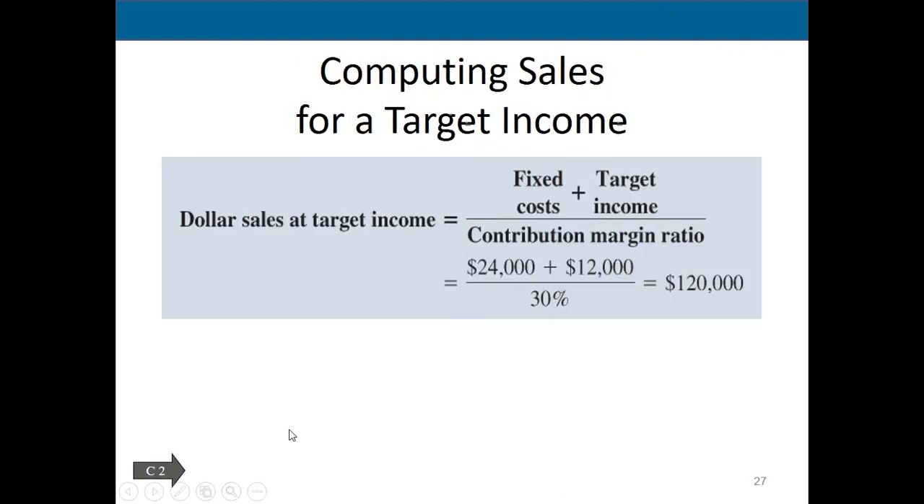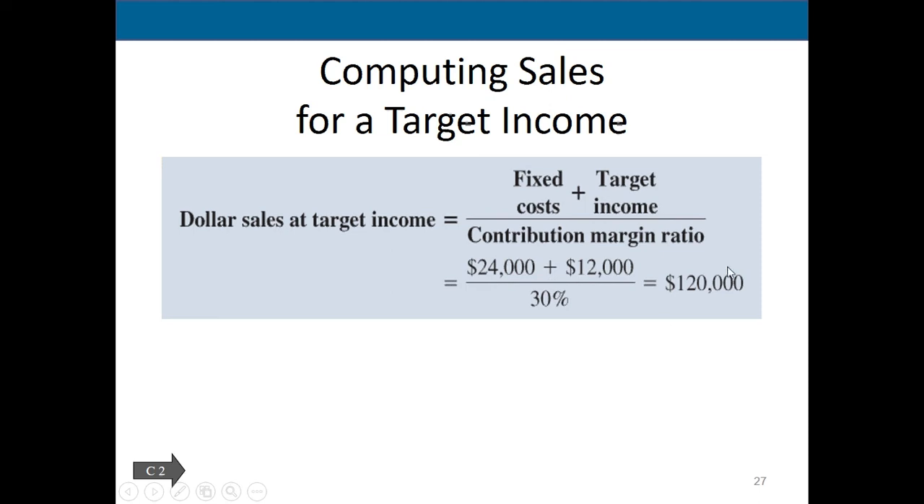All right, what if we said, hey, what's it going to take? How much do we have to sell in dollars in order to earn a specific income? Let's say we wanted to earn a $12,000 net income. It's just a different formula. It's not even really different. We just add a piece to it. It's fixed cost divided by contribution margin ratio, but we're just going to add in our target income of $12,000.